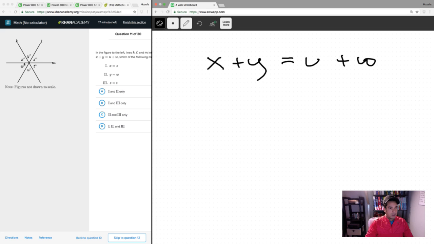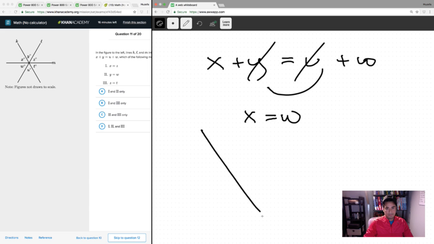x plus y, and oh, this means y and u are vertical angles. So these guys are actually equal. This actually means that x equals w. We know that x and w are equal to each other because these guys can essentially cancel out. So if x and w are equal, which isn't even one of these three, but we need to figure out from that which ones we can show. I'm going to actually redraw this here.